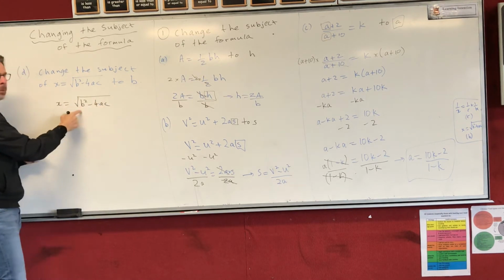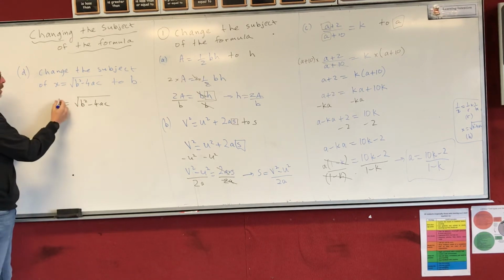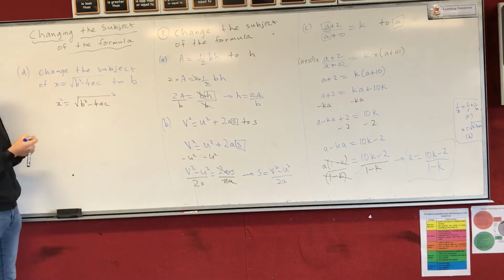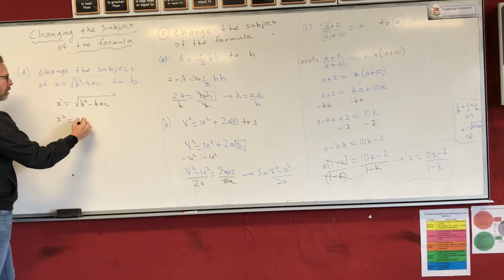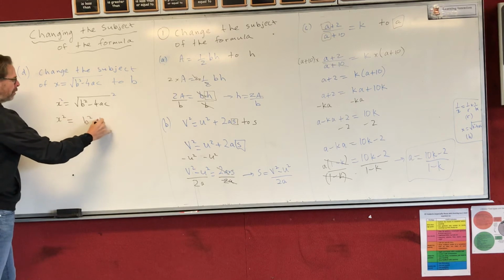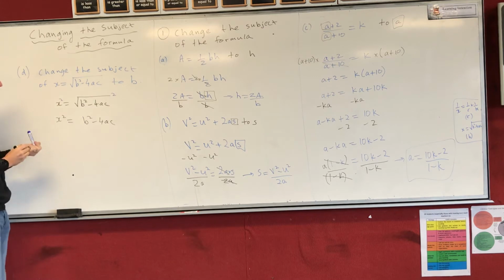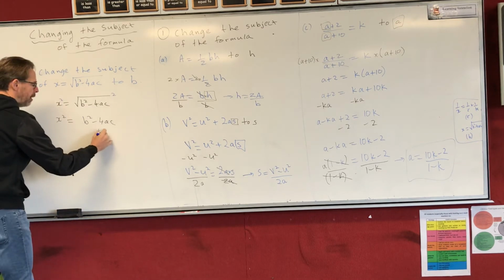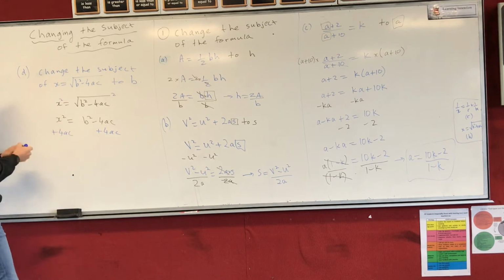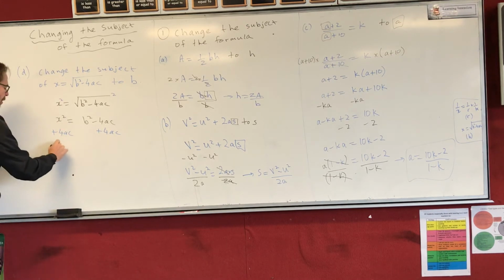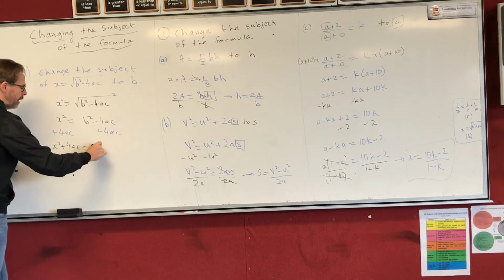Now we want to get the B by itself, so we've got to get rid of that square root. The opposite of square rooting is squaring. So I'm going to square both sides. That gives me x squared is equal to B squared minus 4ac. So the power of 2 cancels out the square root. Then add 4ac to both sides, and you're going to get x squared plus 4ac is equal to b squared.